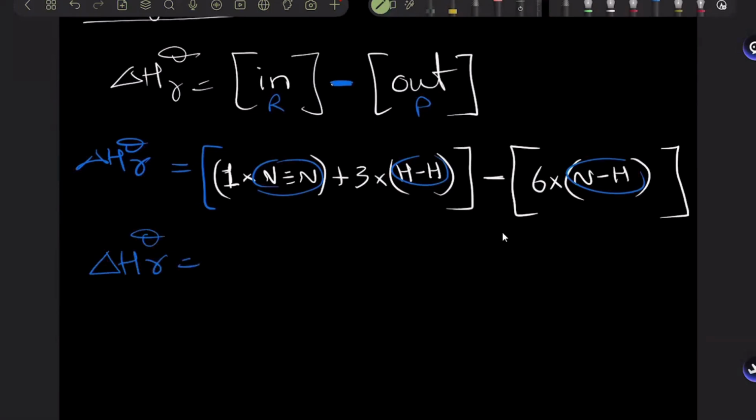All right. That's all for today. We'll continue this tomorrow, in which I'll give you the bond energies and we will solve this for delta H naught of reaction. All right?